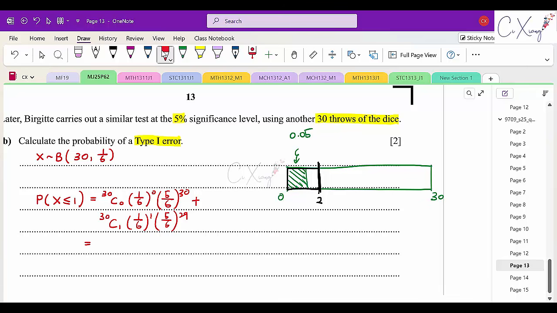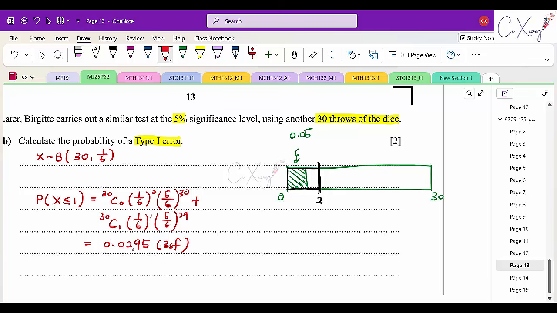When I try to find out the probability for this one using a calculator, by right I'll be getting 0.0295, correct to 3 significant figures. Now I want to see whether my x equals 1 falls under the acceptance or rejection region. The area that I get is 0.0295, compared with 0.05, it is smaller, right?